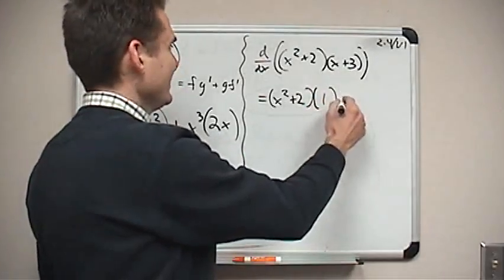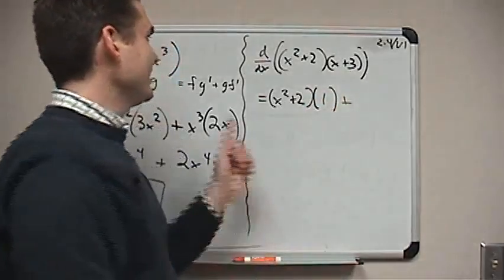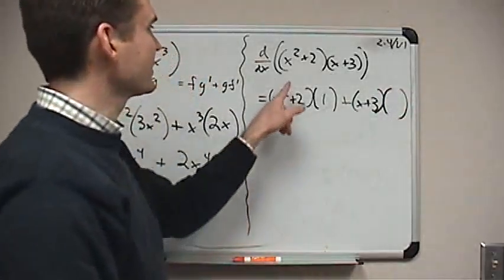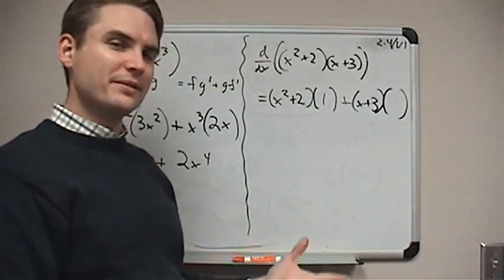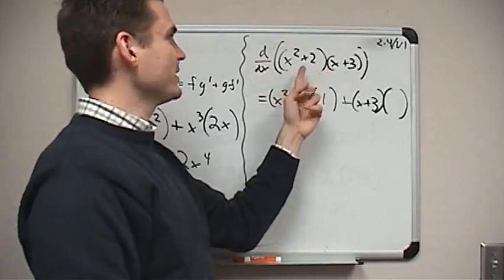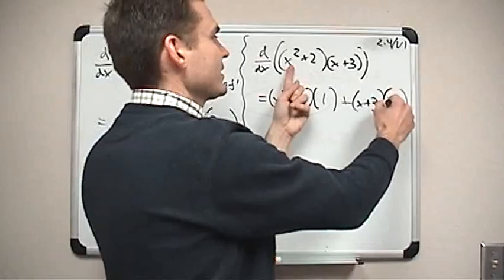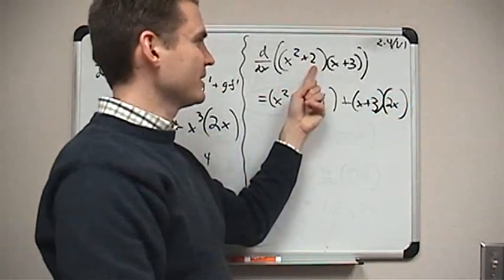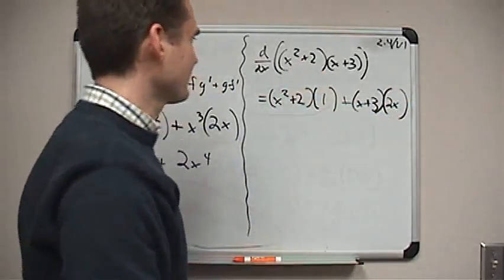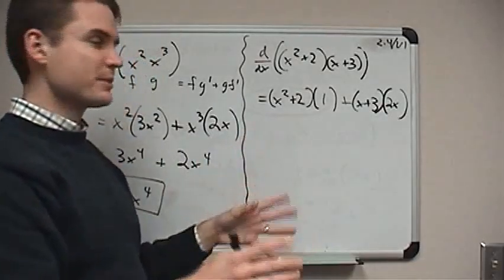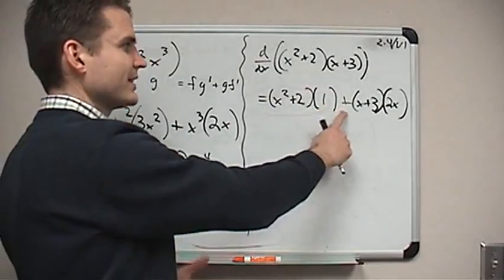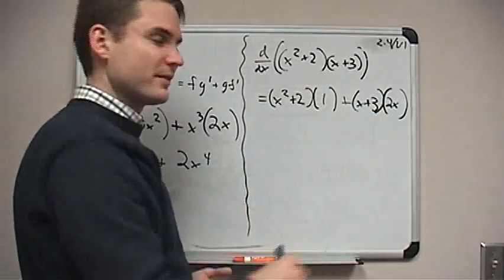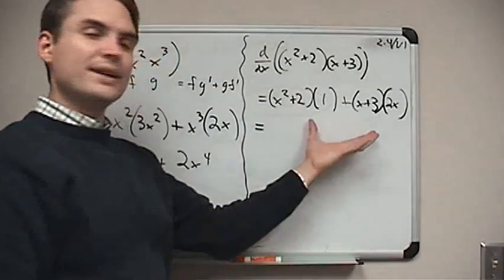Now, to that we add the second function, x plus 3, times the derivative of the first. The first function was x squared plus 2. What's the derivative of that? Let's take it turn by turn. The derivative of x squared is 2x, and the derivative of 2 is 0. So that's just 2x. So just like every time we use the product rule, I've got the first function times the derivative of the second, plus the second function times the derivative of the first. And basically that's the answer.